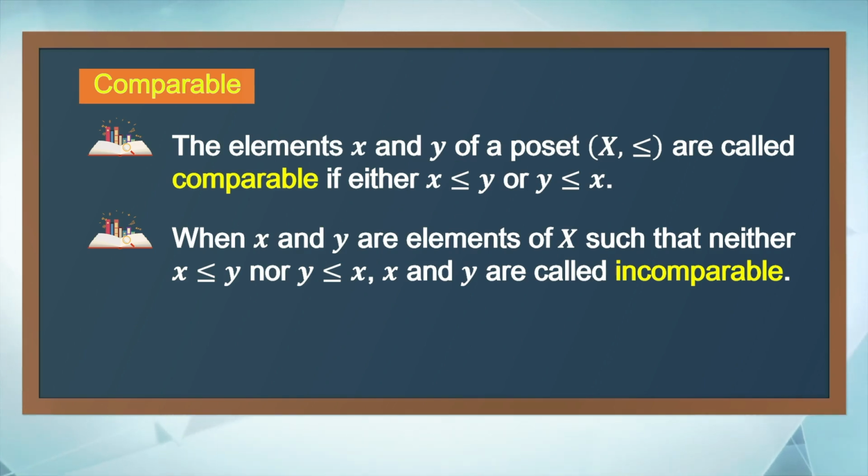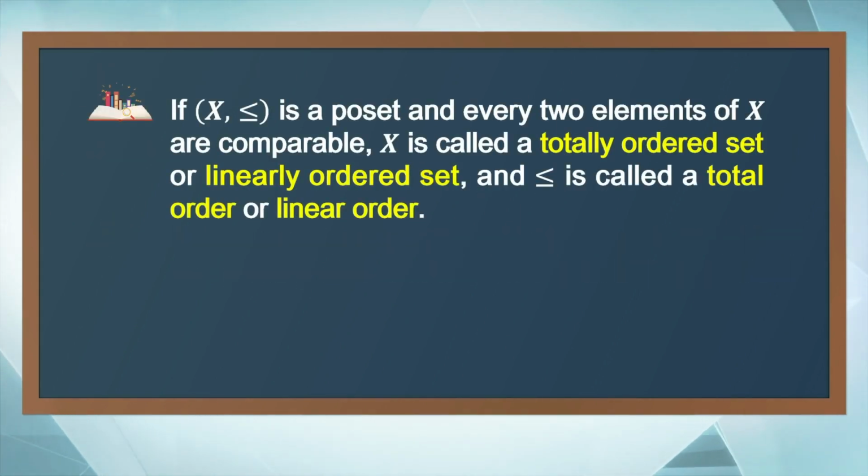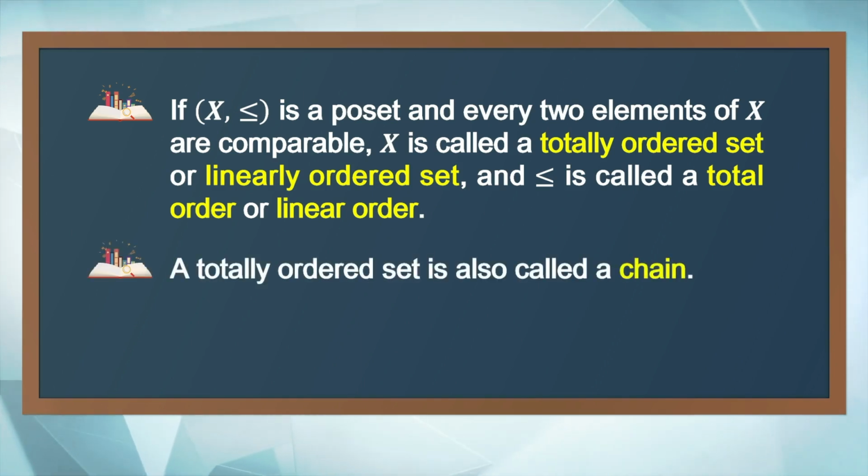When every two elements in the set are comparable, the relation is called a total ordering. If this is a poset and every two elements are comparable, X is called a totally ordered set or linearly ordered set, and the relation is called a total order or linear order. A chain is a subset of a poset such that every two elements of the subset are comparable. A totally ordered set is also called a chain.